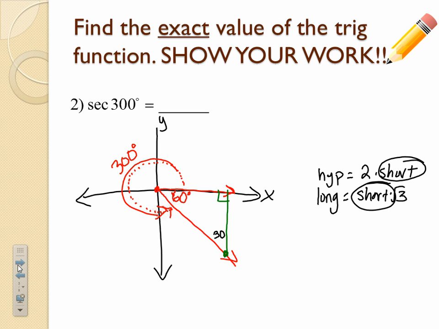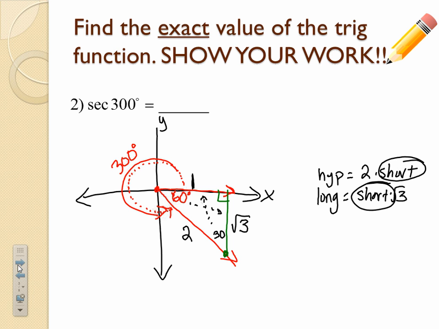Where's the short leg on our picture? It's always across from the 30 degrees. So this is the short leg, and we'll call that 1. And from there, we're going to generate the other sides. So the long leg would be across from the 60-degree angle over here. The long leg is the short times the square root of 3. So 1 times the square root of 3 just leaves me with the square root of 3. And the hypotenuse of my triangle is 2 times the short. So 2 times the short leg, 2 times 1 would be 2.